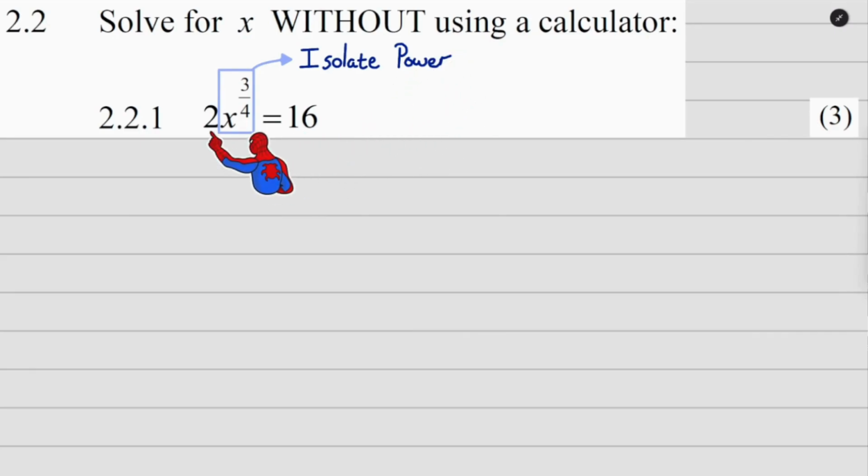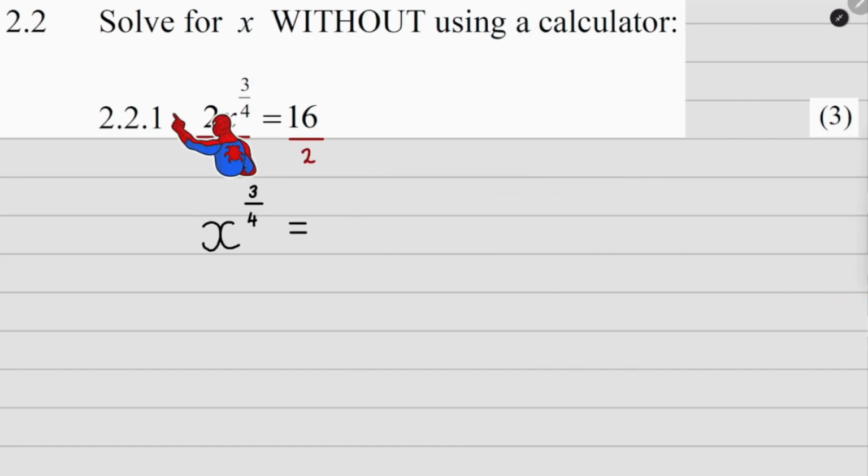So I need to get rid of this 2 over here, and I'm going to accomplish that by dividing both sides by 2. Okay, and then these 2's over here, we slap them out of there, and we're just left with our power. 16 divided by 2 will give me 8 on this side. And now I'm going to prime factorize the 8, so I'm going to convert it into 2 cubed.